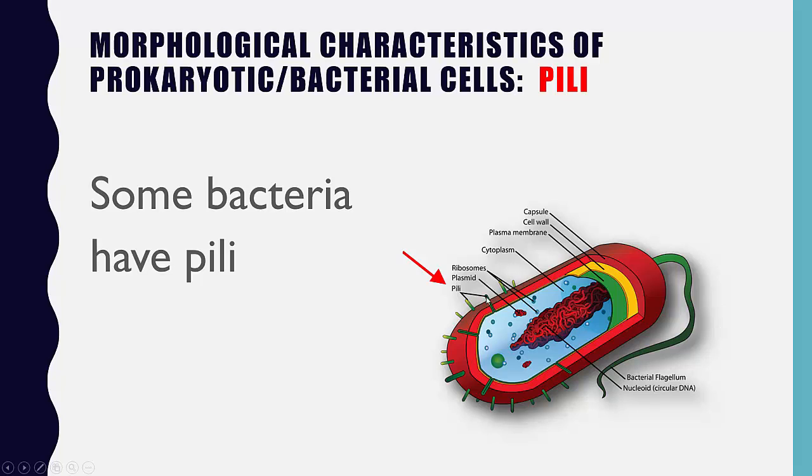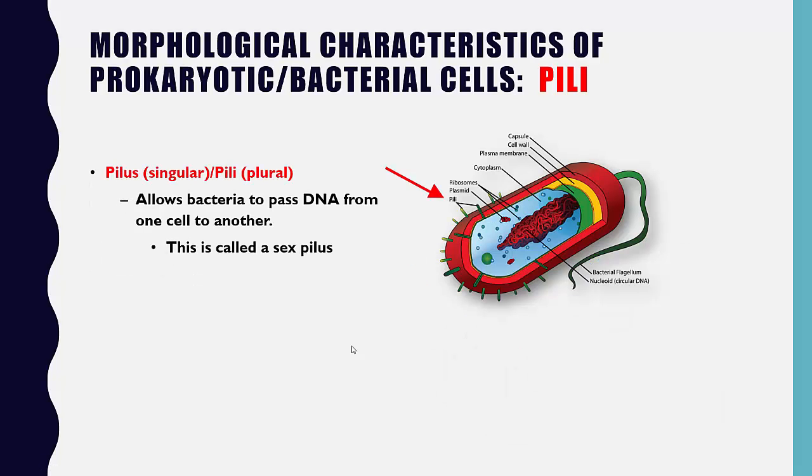Again, moving from the outside, moving in. These are pili. Pilus is singular, pili is plural. Some bacteria have these, okay? And there's a few different kinds. Sometimes we call these structures fimbriae. I just call them pili to cut through a lot of information that you don't need to know. But some pili are sex pili.